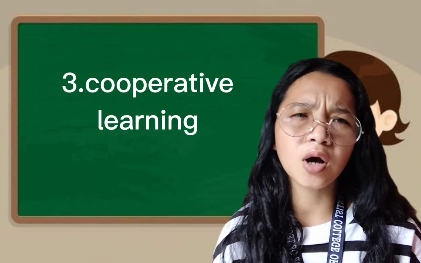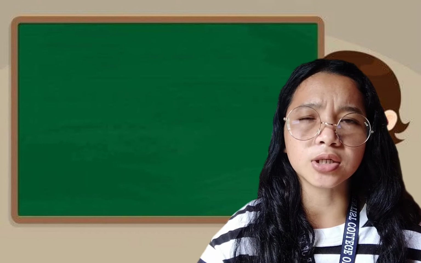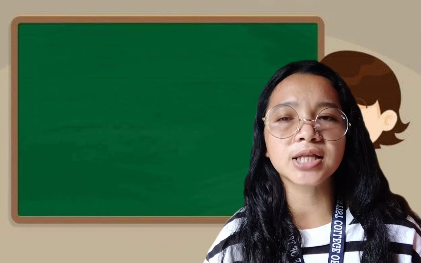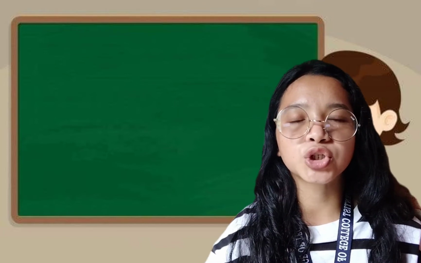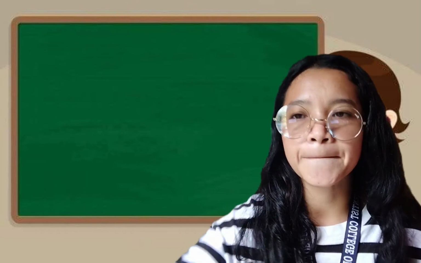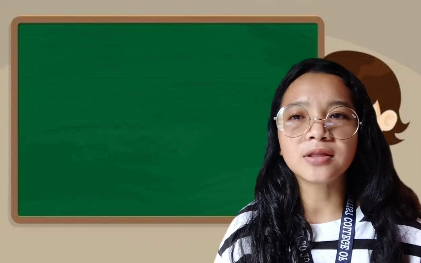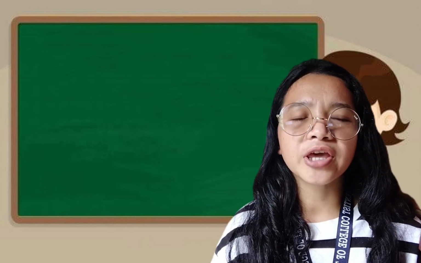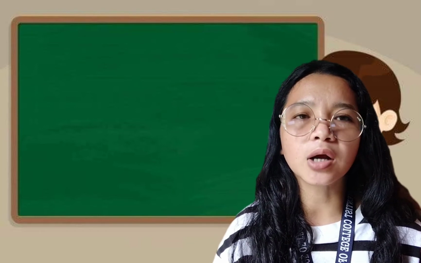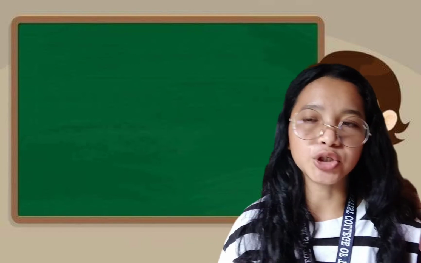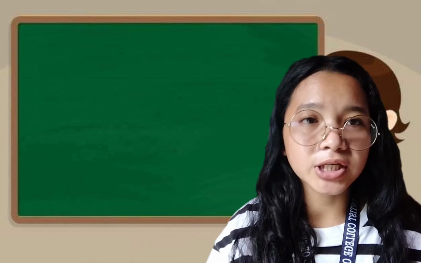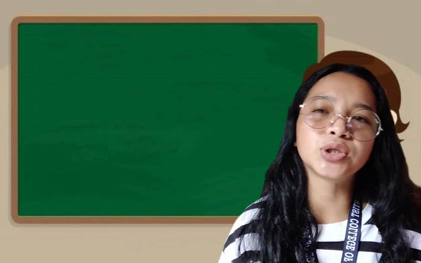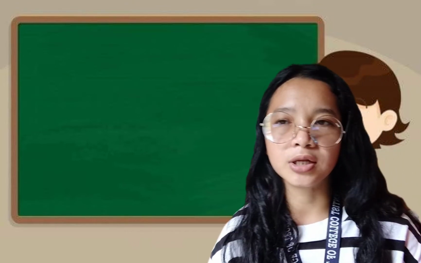Number 3, cooperative learning. In cooperative learning, students work together in a small group and engage in tasks that involve risks and higher level thinking skills instead of the conventional question and answer teaching strategies. Number 4, independent reading. Independent reading is done to promote reading, writing, and thinking skills, which are the goals of education. Number 5, literacy response. In literacy response, students act in response to what they read.